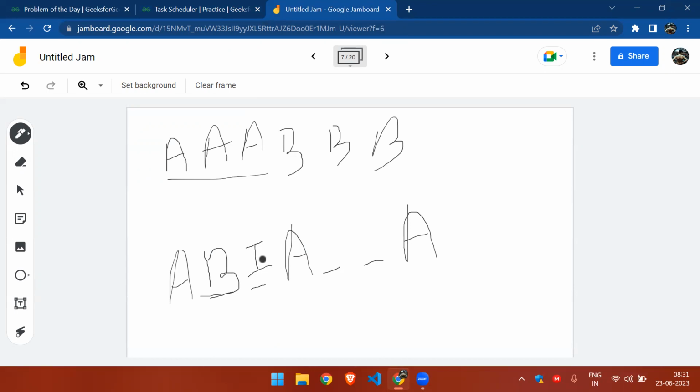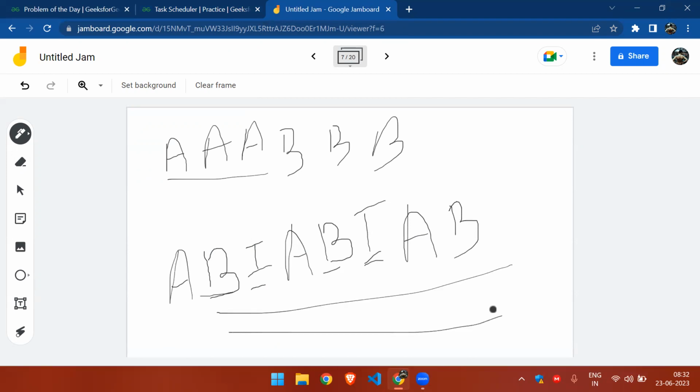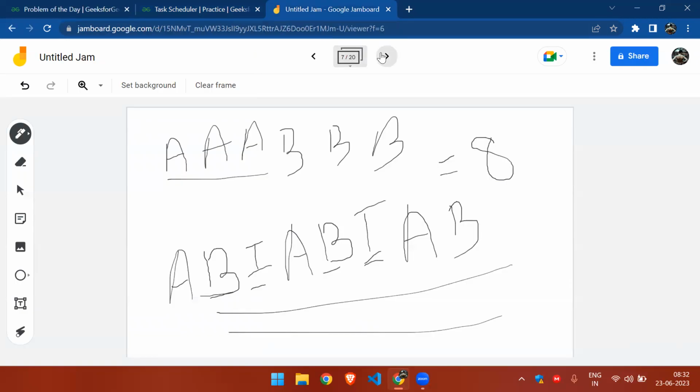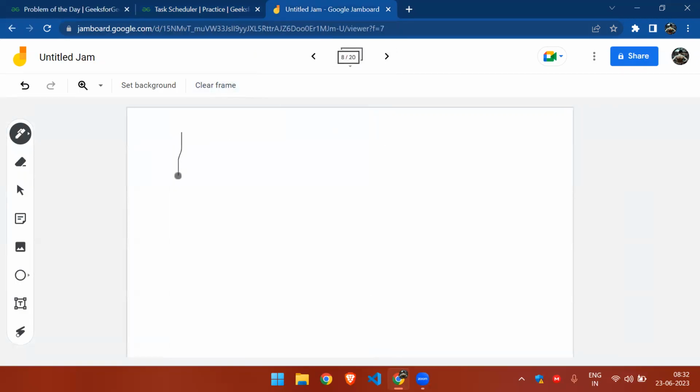Let I denote the idle time. And again, after A, we can have the task B and again the idle time. And at last, we can do the task B in order to complete both of A and B tasks. What is the total time we have consumed? It is 1, 2, 3, 4, 5, 6, 7, and 8. The output of this test case should be 8, right? So it is 8. Now let us look at the other test case.